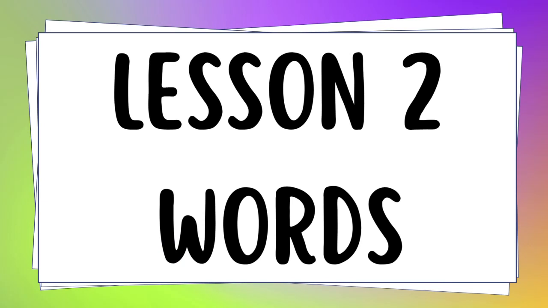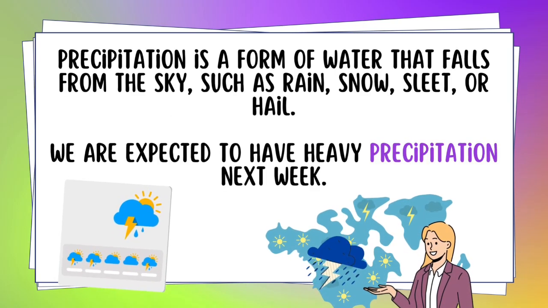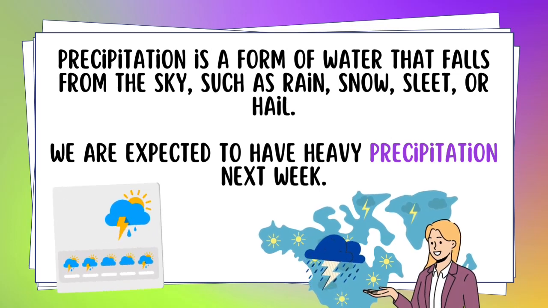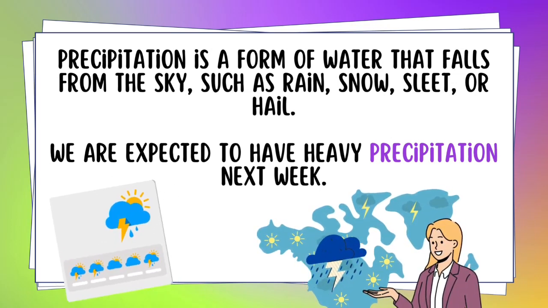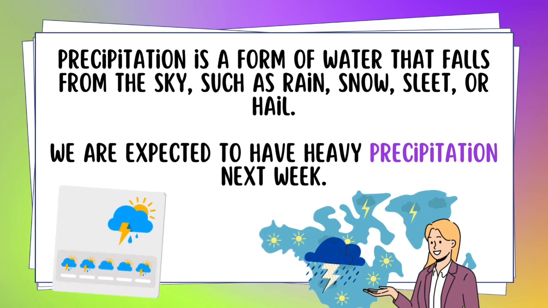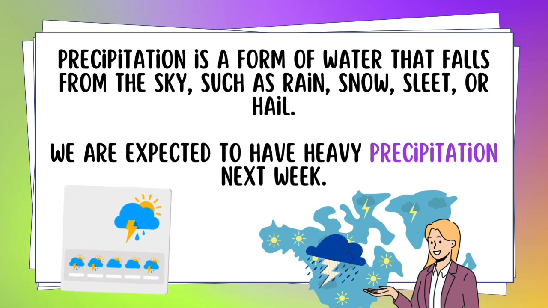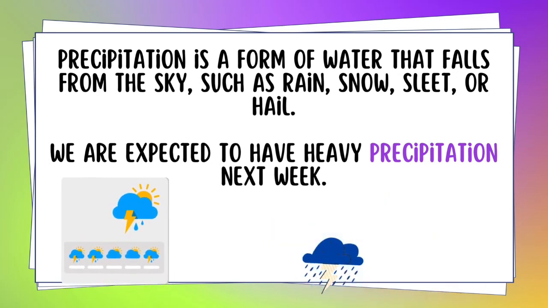Lesson 2 words. Precipitation. Precipitation is a form of water that falls from the sky, such as rain, snow, sleet, or hail. We are expected to have heavy precipitation next week.